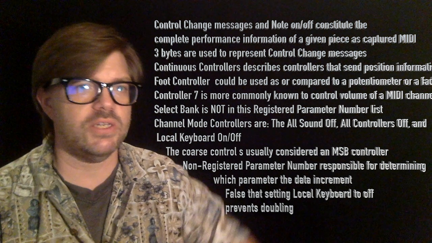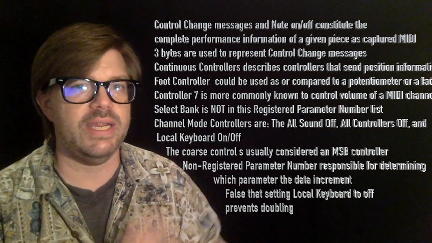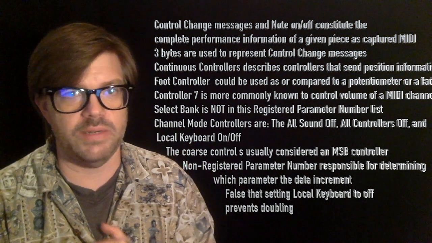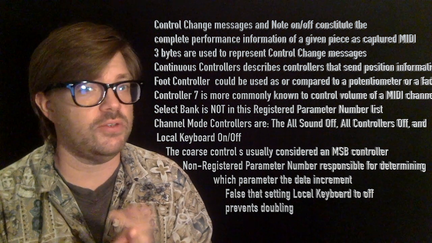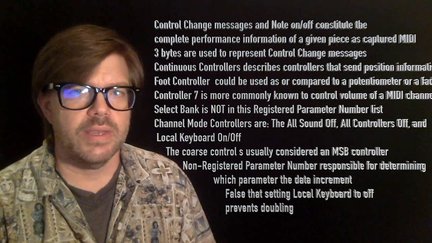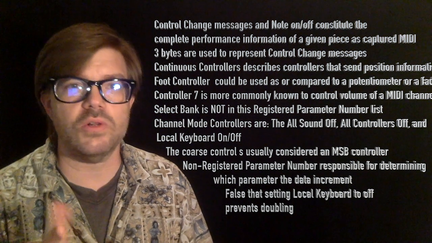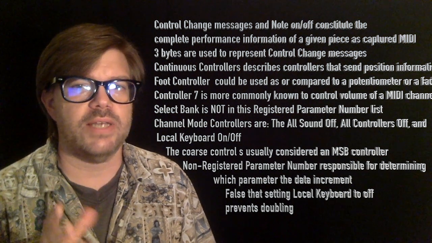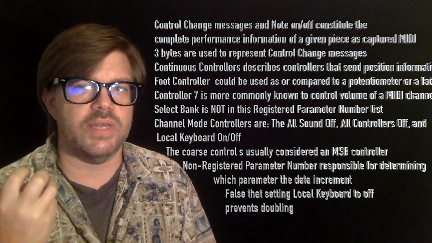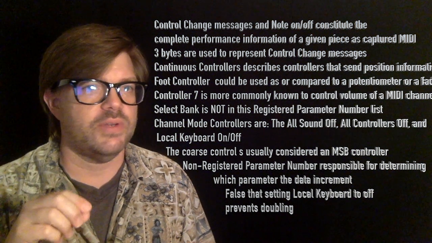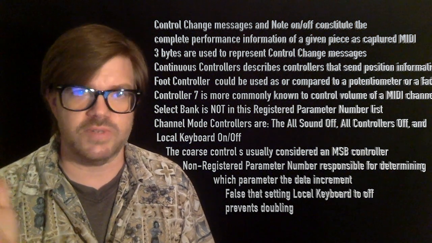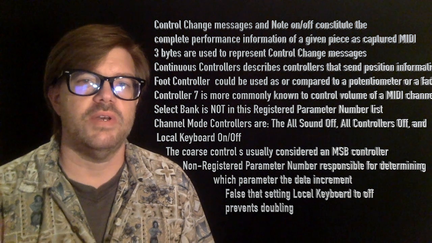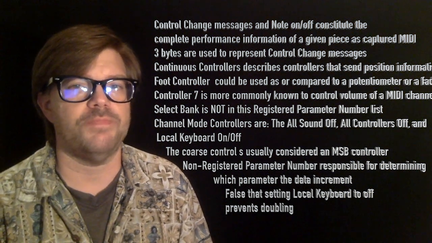In the control change messages, we're going to have 3 different bytes, 1 status byte and 2 data bytes. And the continuous controller information, that's going to be things like positions of knobs or sliders, is how I generally think of continuous controller information.